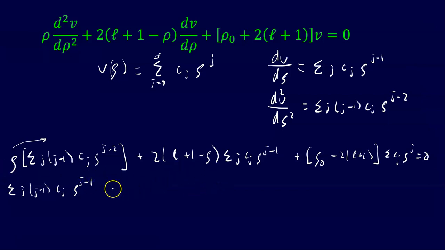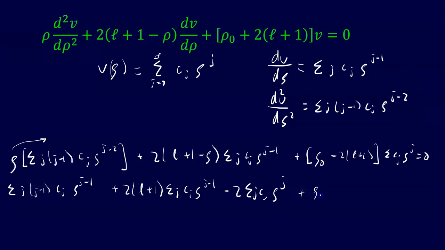Now over here, I'm going to try to keep together like terms of rho. So the 2l plus 1 will be multiplied by the sum of j, c_j rho to the j minus 1. And then when I multiply the term of 2 times negative rho in there, I'm going to get negative 2 times this sum, j, c_j, rho to the j. So that rho will make this on the order of rho to the j.